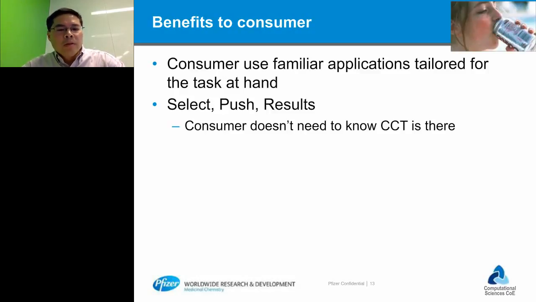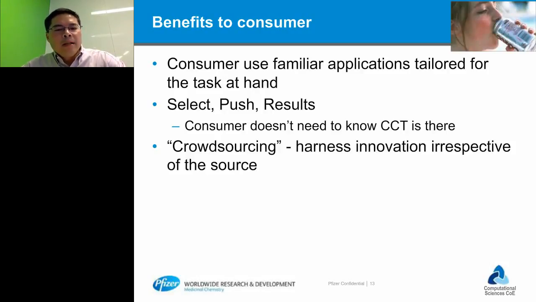So using these tools in that context, he or she can select proteins, ligands, atoms, preparing a job. It's a machine: you push a button, and then CCT runs it and brings the results back in context, often within the same visualization frame as the job submission. So the consumer, the chemist, doesn't even know that CCT is there.